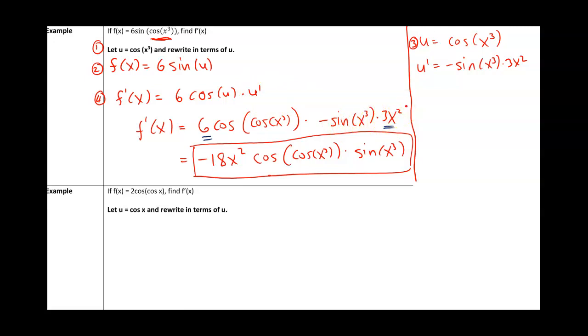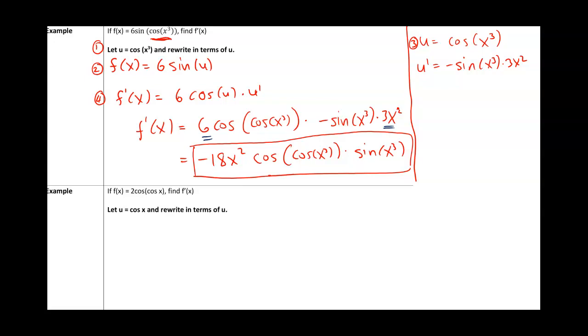We can clean this up a little bit. We have 6 times 3, which gives you a negative 18. The x squared you can write at the front, and then you have cosine of cos x cubed times sine of x cubed. And the negative sign moves to the front, since it's all multiplication. So basically, if you think about it, sine has a derivative of cosine, and when you do u prime, cosine has a derivative of negative sine of x cubed, but there's a parentheses, so you have to multiply by a 3x squared.